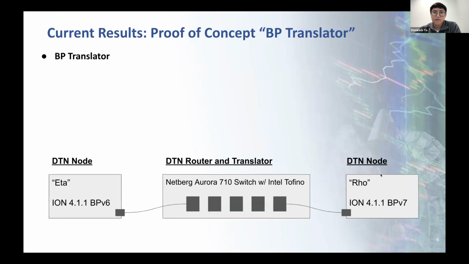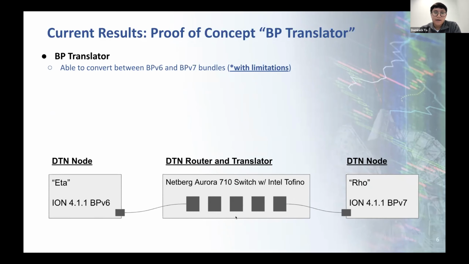But despite these limitations, we were able to come up with a proof of concept of a potential application, which is a bundle protocol translator, where in our setup, we have Ada and Rho. Ada is generating version 6 bundles and Rho is generating version 7 bundles. And usually these nodes wouldn't be able to talk to each other. But in our switch, we actually have the switch able to understand what is being sent into it and change the fields and convert it into the respective version of the bundle that it needs to be.